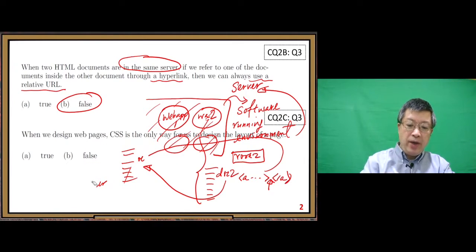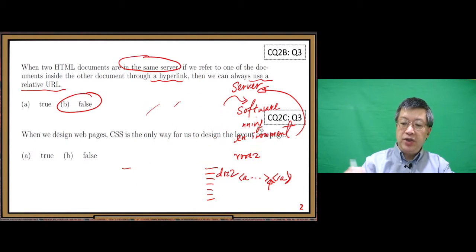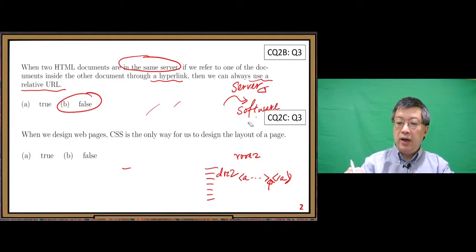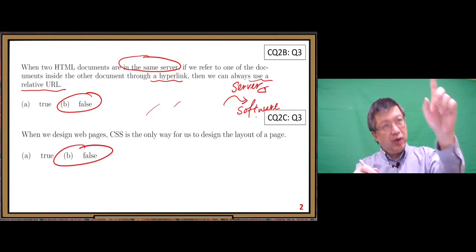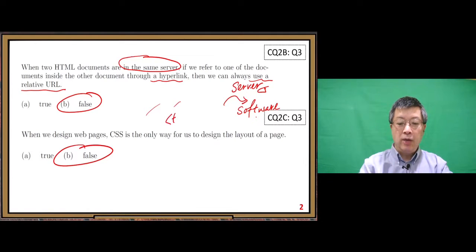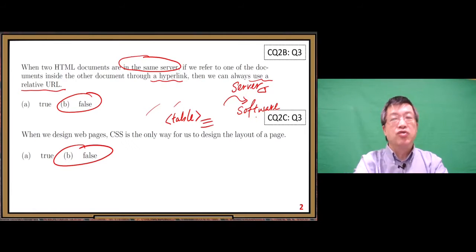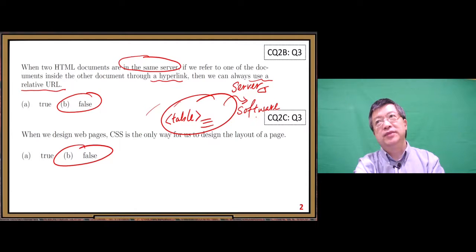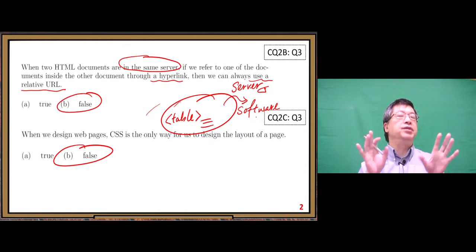When we design web pages, CSS is the only way for us to design the layout of a page. Answer is false. Not the only way. We have another way to do it. In the notes, we talk about that, the table way. HTML table: before CSS technology was created, people used the table way to do the layout. But after CSS was created, most people use the CSS way to do the layout.